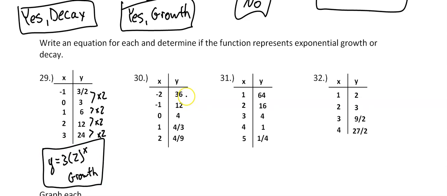This one, it looks like we're dividing by 3 each time, which really means we're multiplying by 1/3.